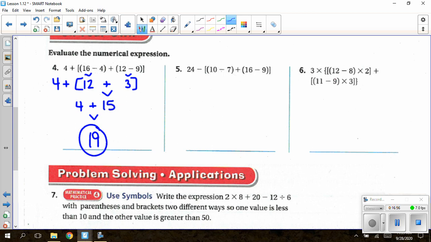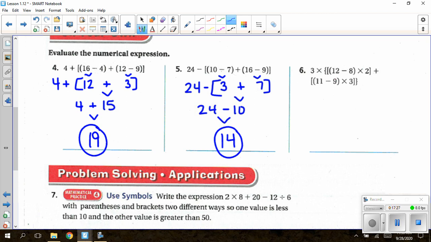For question number 5, innermost grouping symbol, the parentheses first. So 10 minus 7 is 3. 16 minus 9 is 7. Bring down the brackets and bring down the plus sign, and the 24 minus on the outside. So now 3 plus 7 is 10. 24 minus 10 would give me a final answer of 14.